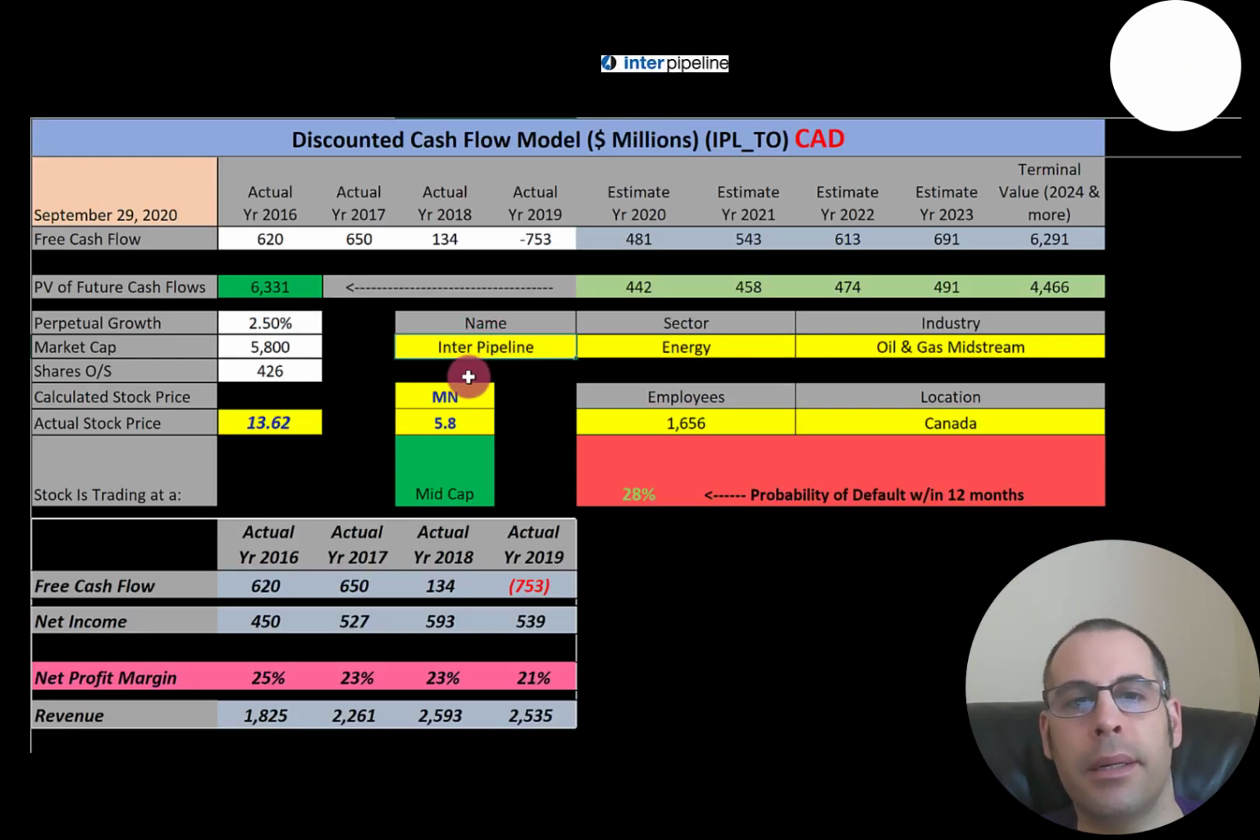The next company is Inter Pipeline. We're going to look at the ticker trading on the Toronto Stock Exchange, but they also trade in the pink sheets in the United States. Also an oil and gas midstream company. Market cap 5.8 billion Canadian dollars. They're trading at $13.62 a share, and they have 426 million shares outstanding.